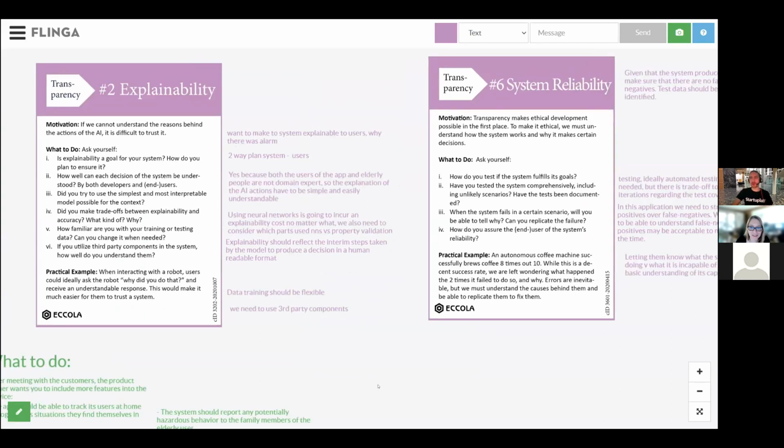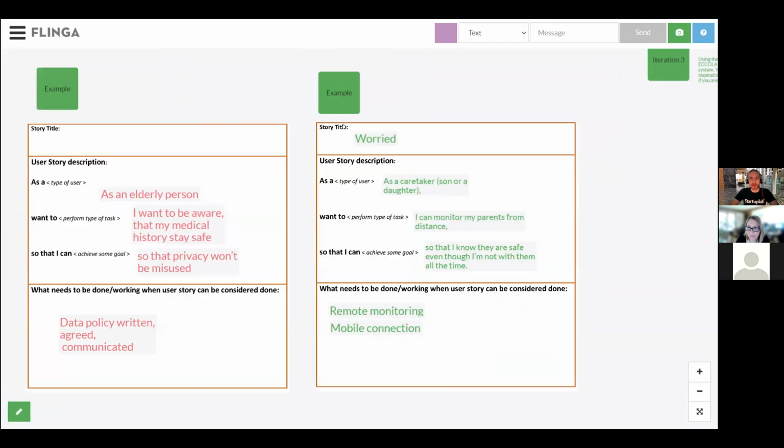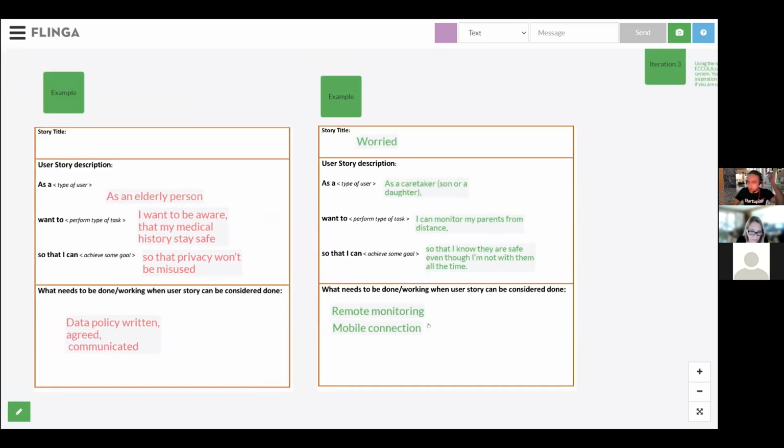Yeah, but let's take it slow because it might be a new concept for some of us, and we can find a way to work it out together. So there are two examples given here. In this template for reporting user stories, we already have a name for the story. Then you have a description, as a, I want to, so that I can, and some requirements for when we can consider this story finished. The first one is Worried. There's a caretaker who wants to monitor parents from a distance so that I know that they are safe, even though I'm not with them at all times. And for example, what could be required for this? We need to have the remote monitoring working and some kind of mobile connection.